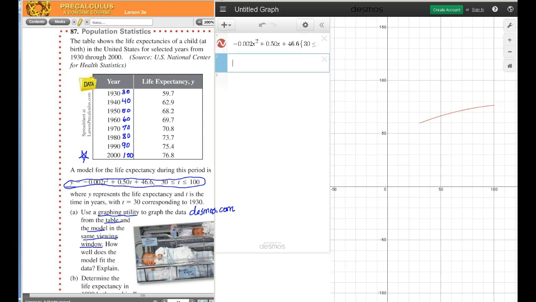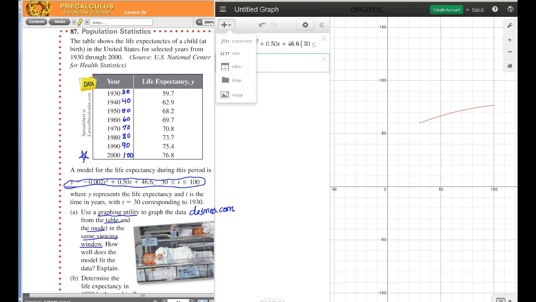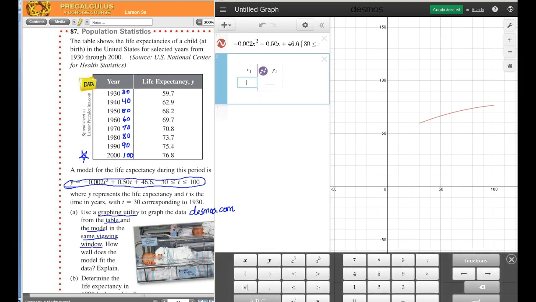Okay, so now we need to put our table of values on here. But this is set up for an equation, so you need to use your drop down and give yourself a table in which you can enter the values. Then you just start entering your x's and your y's. Your year represents your x, that is your input, that is your domain. So 30, I think I just entered 330 there. Got a little out of control. My y for that one would be 59.7.